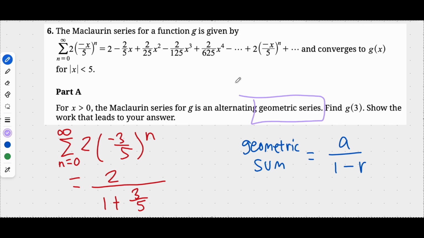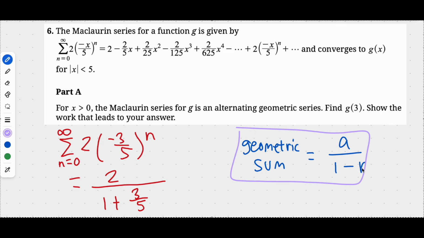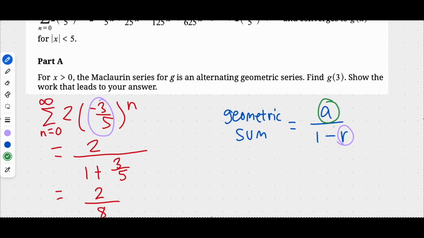That's one of the few types of series we can actually find the value of because we have a formula for it. So r, that's called a common ratio, right? And that's always that number that's like the base of the exponential. And then we have a. So a is like the first term of the series.